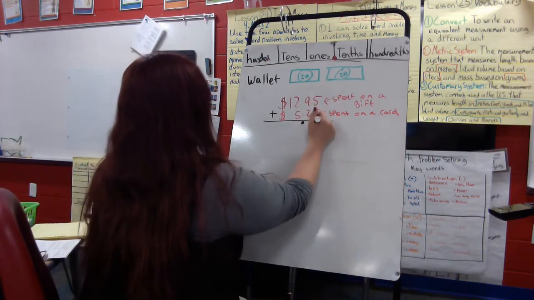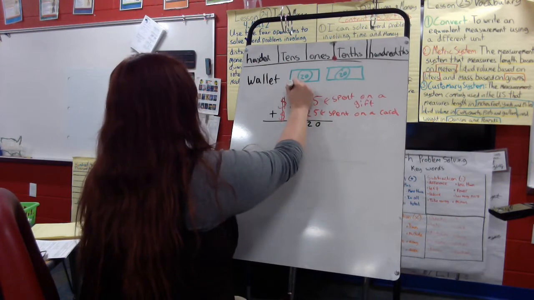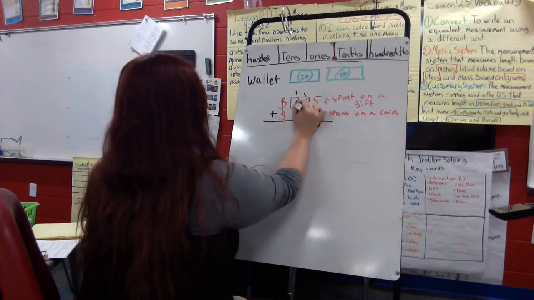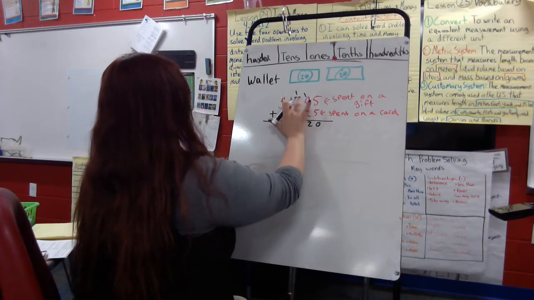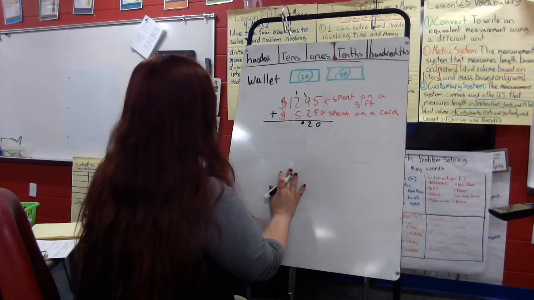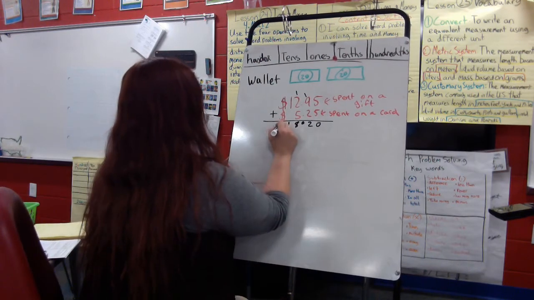All right, 5 plus 5 is 10. Carry the 1. 9, 10, 11, 12. Carry the 1. Did we do anything with that decimal point? No, it just stays there because all we did was we brought it down. So 2 plus 3, 2 plus 3. 2 plus 1 is 3, plus 5 is 8, and bring over the 1. So she spent $18.20. They want to know how much she has left over.